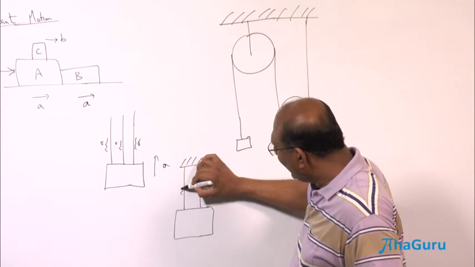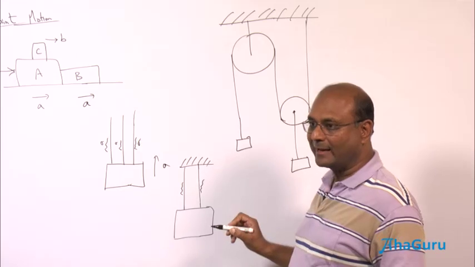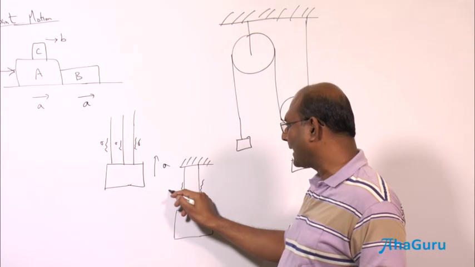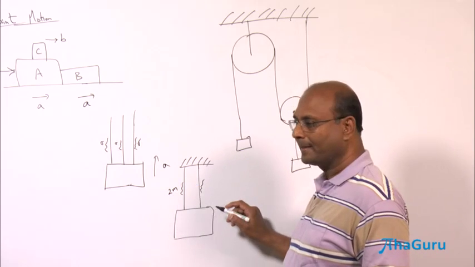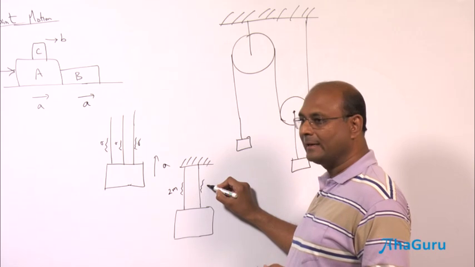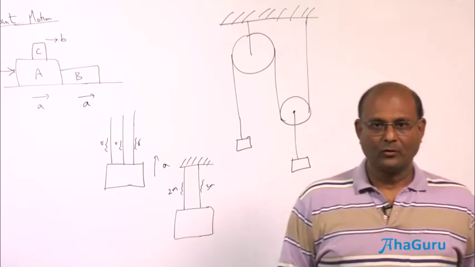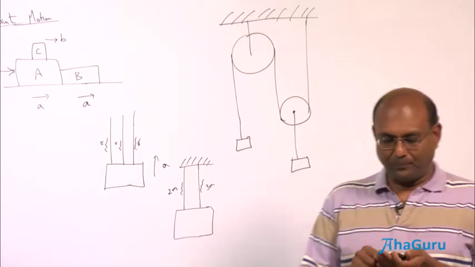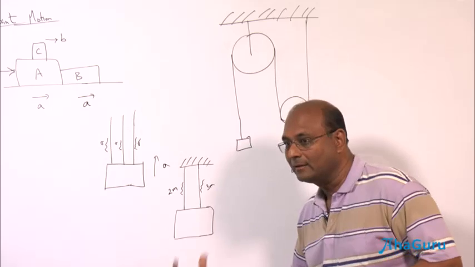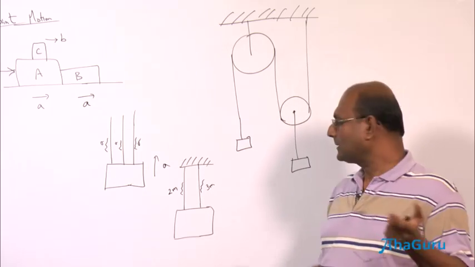Now this fellow has a slack, that fellow has a slack. Let us say that this fellow has a slack of 2 meters and that fellow has a slack of, let us say, 3 meters. Okay. How much can I pull this rope down by? 2 meters. Why not 3 meters?